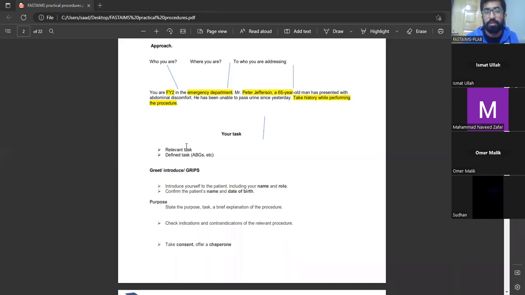In other scenarios, it would be clearly written in the task that you have to perform ABGs, or take blood samples or blood cultures, or do a cervical smear. If it is defined, then there is no need to take history. We will see how we are going to approach those scenarios. However, if it is not defined, and it's written that just do a relevant task or relevant procedure, then you have to ask a few questions to build a narrative that you are going to perform a specific procedure.